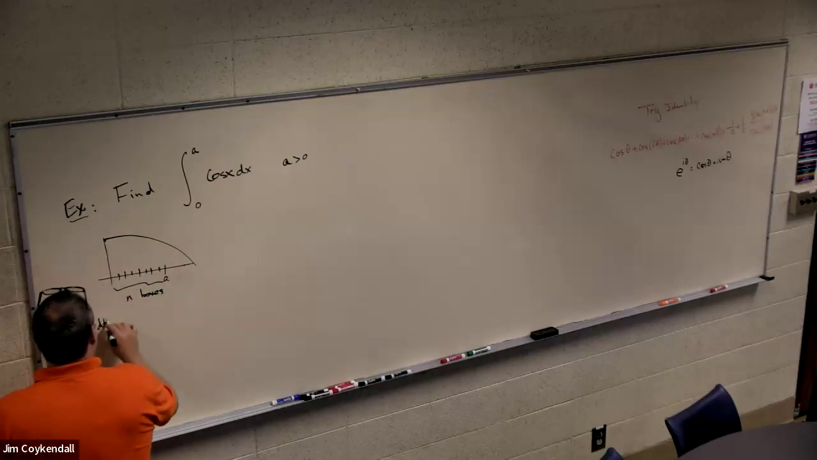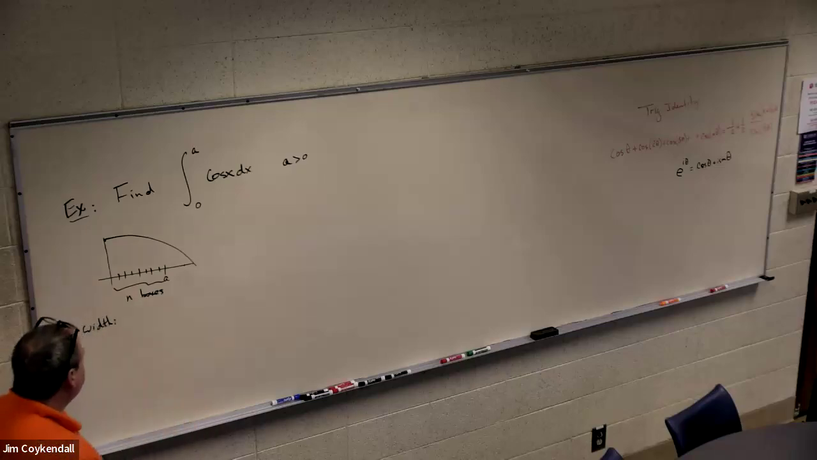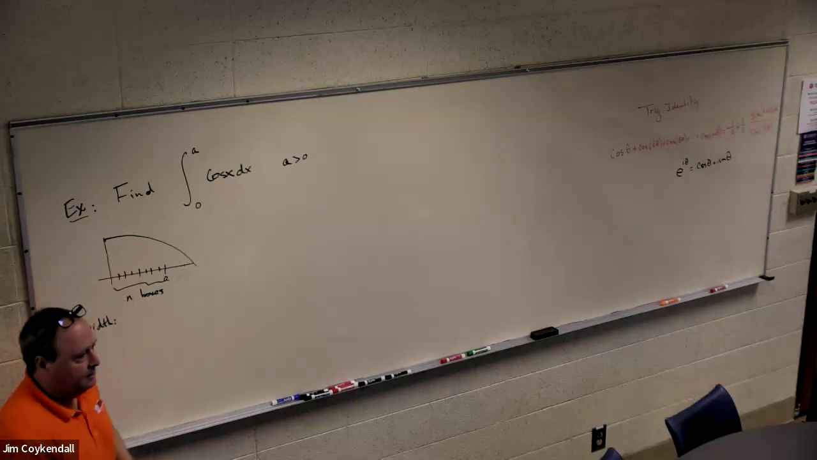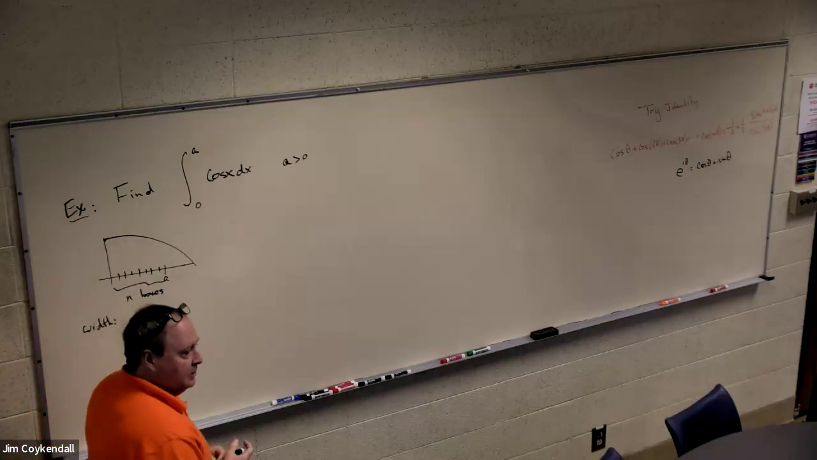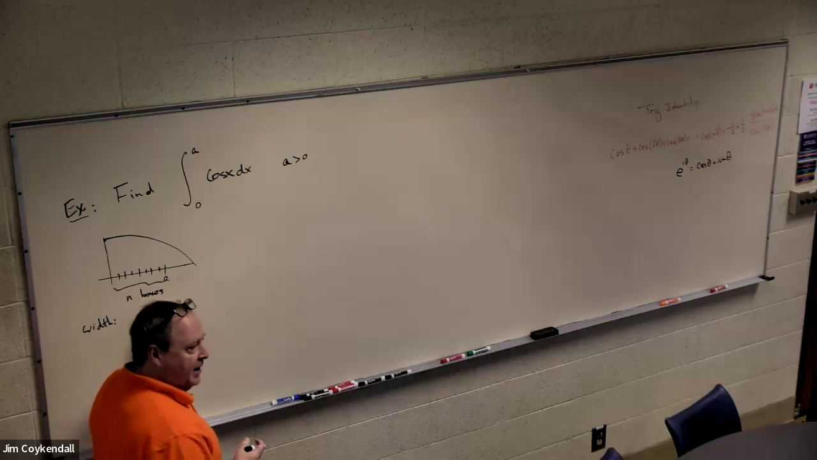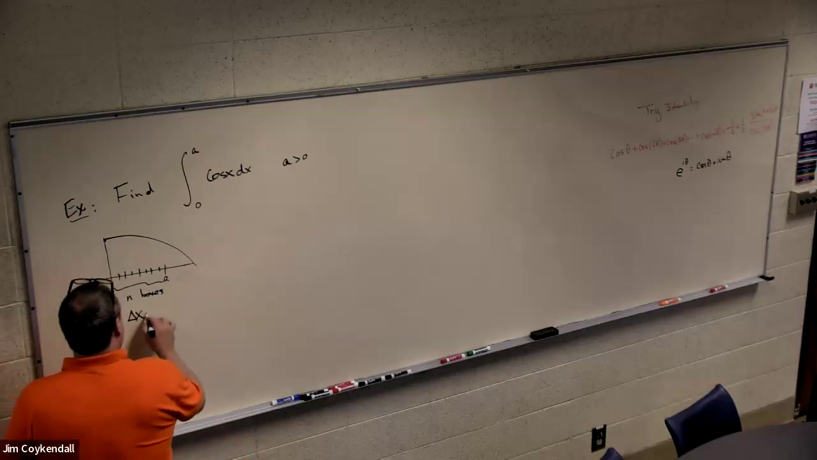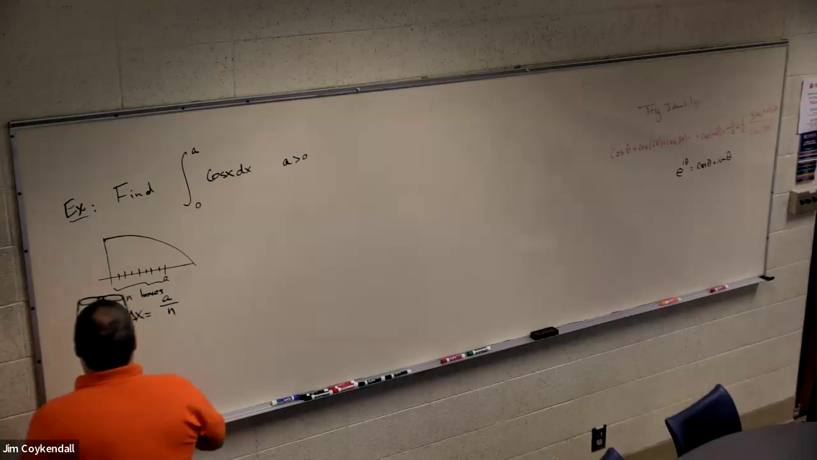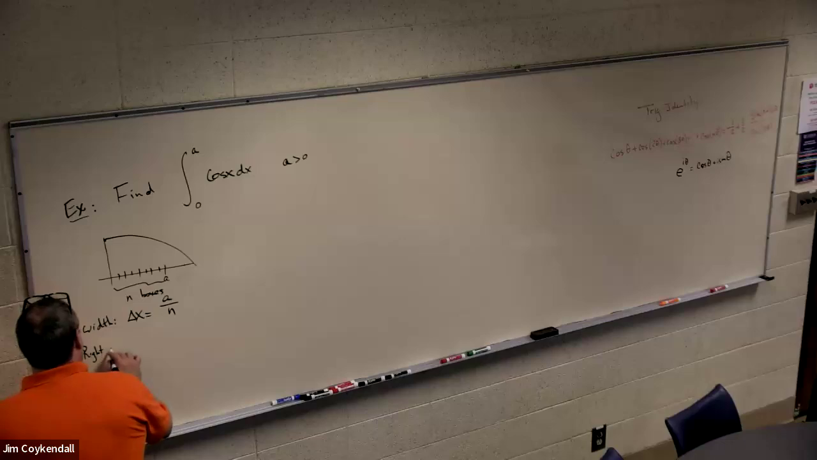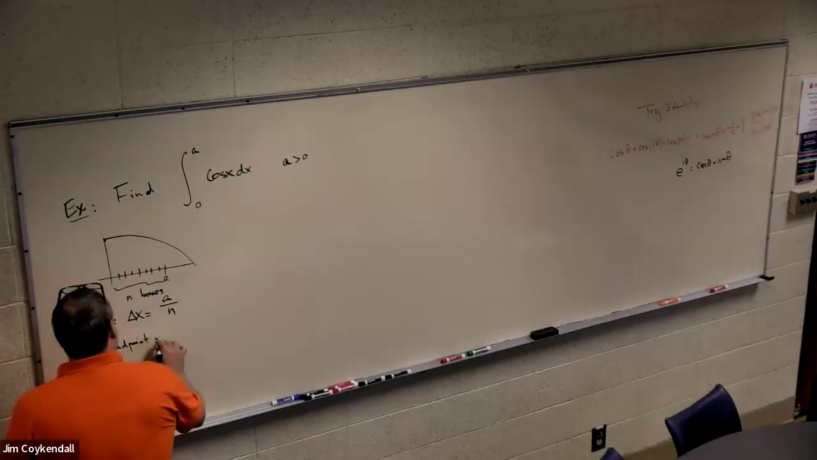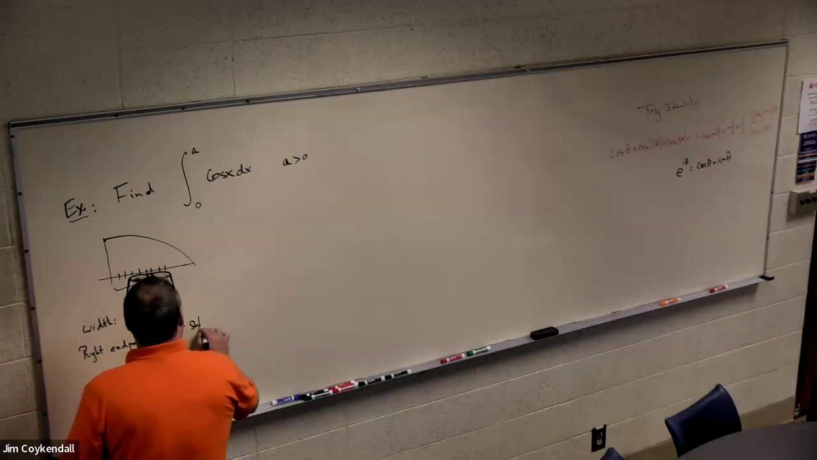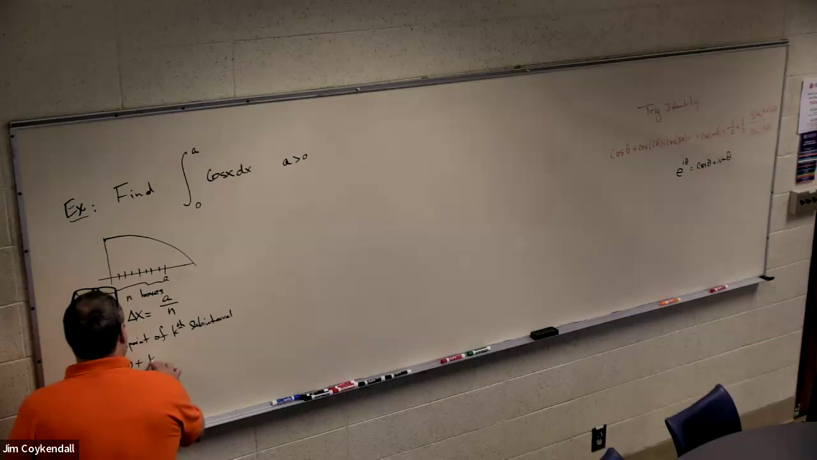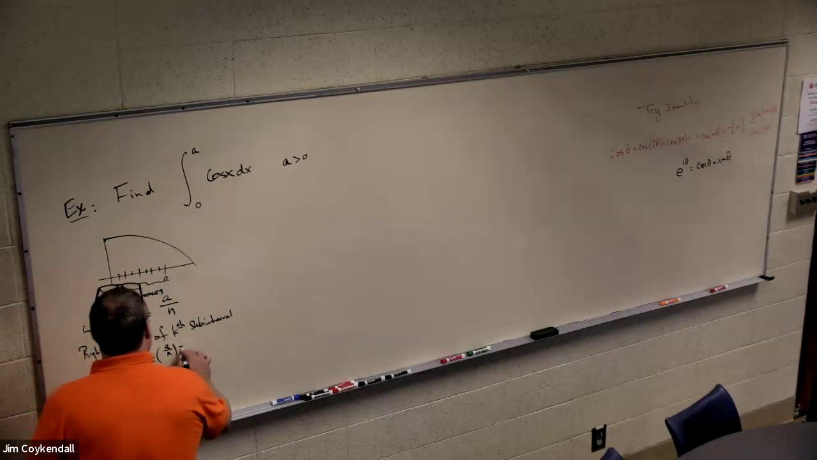The width of each box. What's the length of my interval? Total length, from 0 to A, just A. So if I divide it up into n boxes, the width of each box is going to be what? A over n. Everybody agree with that? And the right endpoint of the kth subinterval is 0 plus k widths.